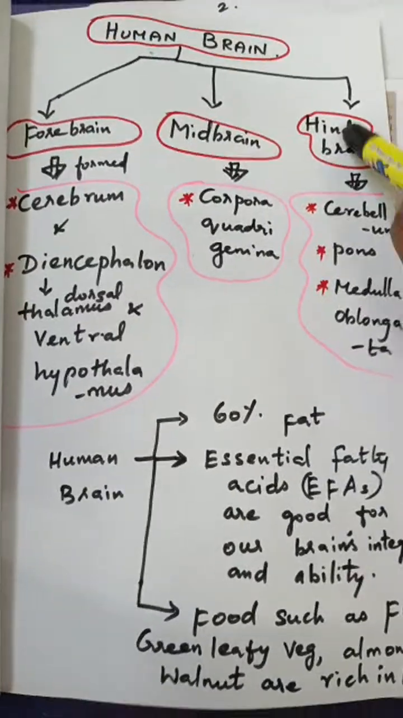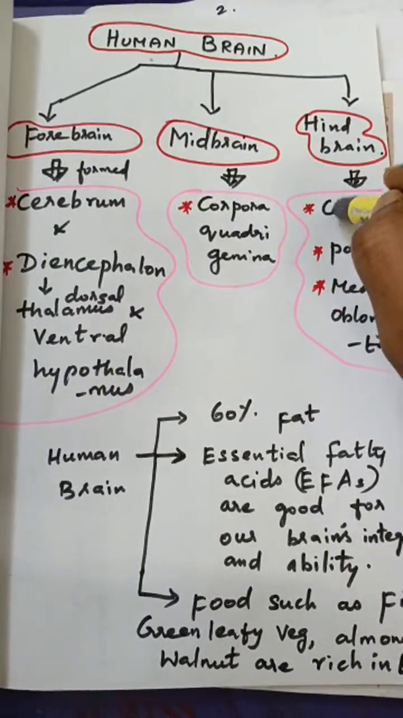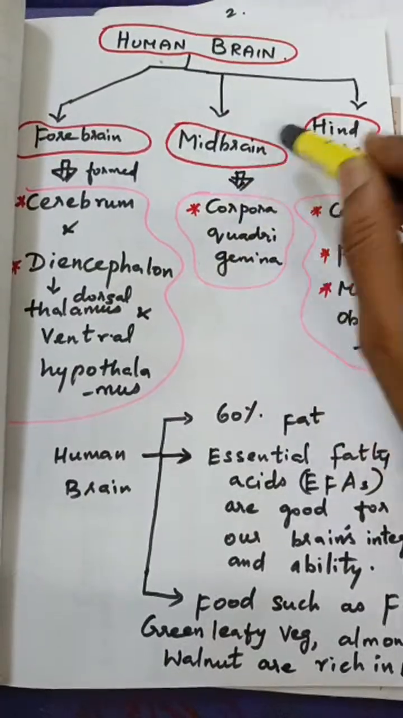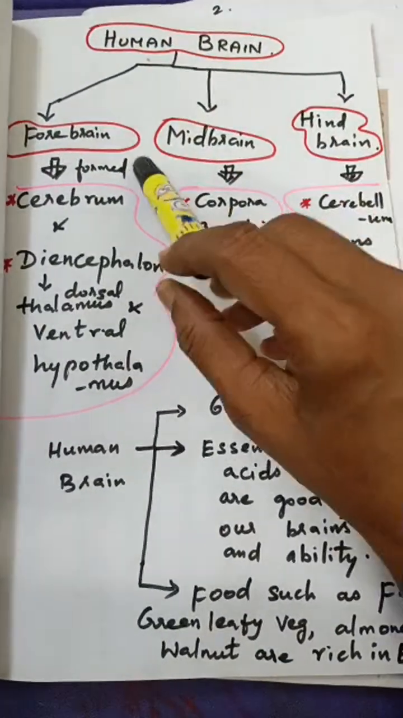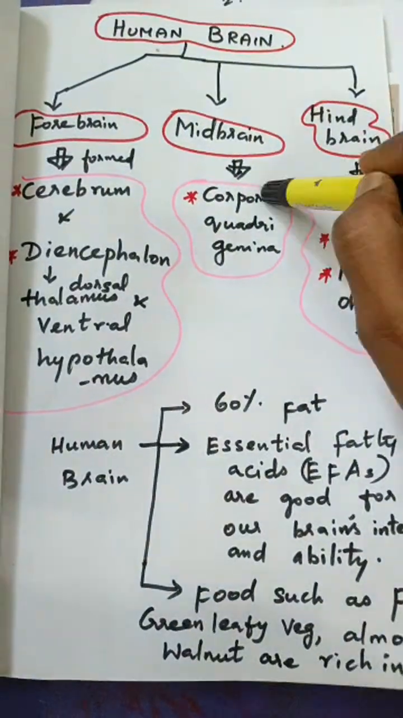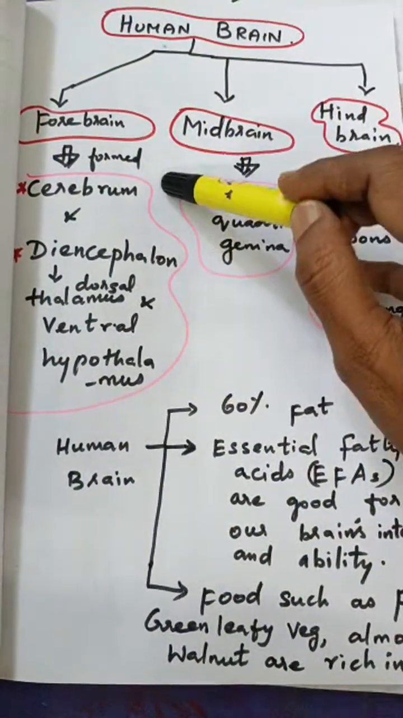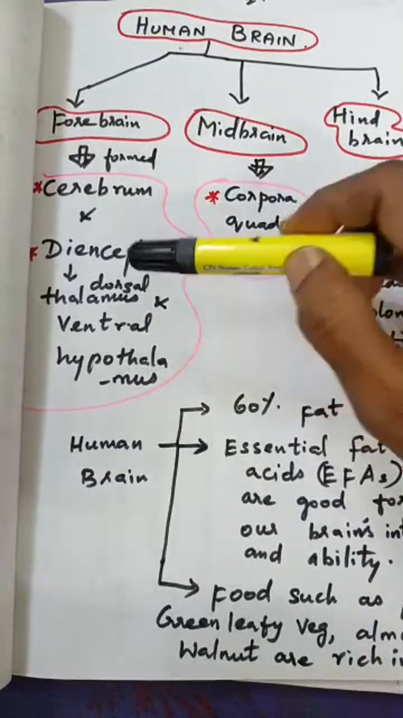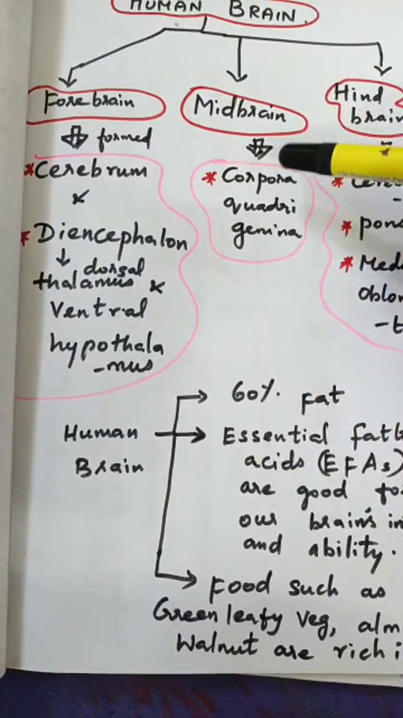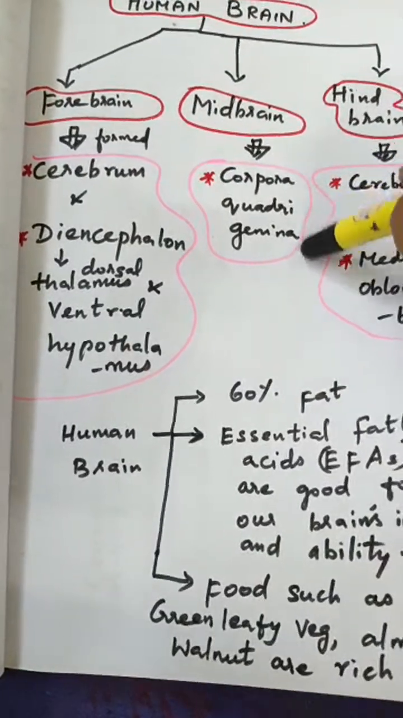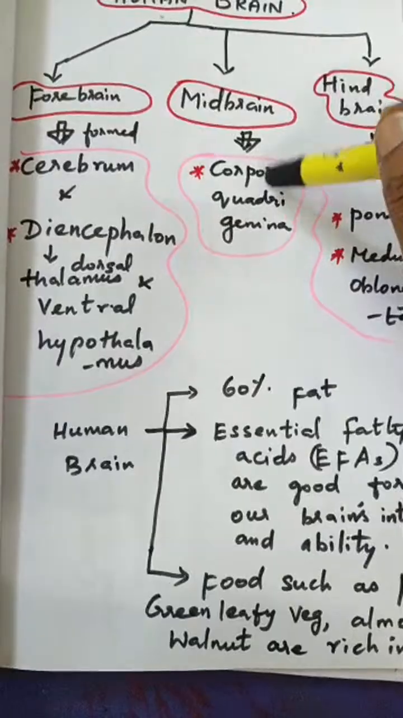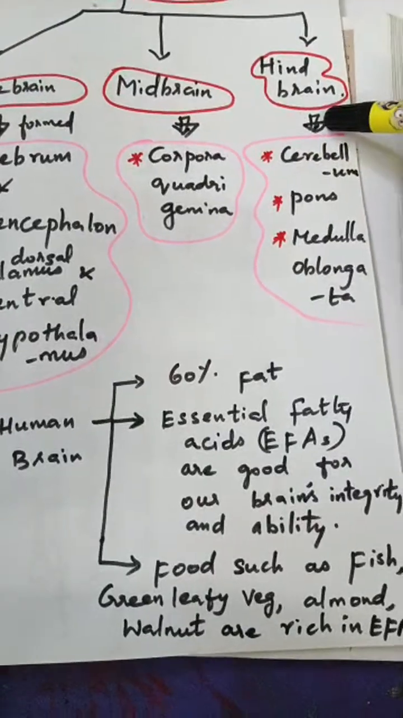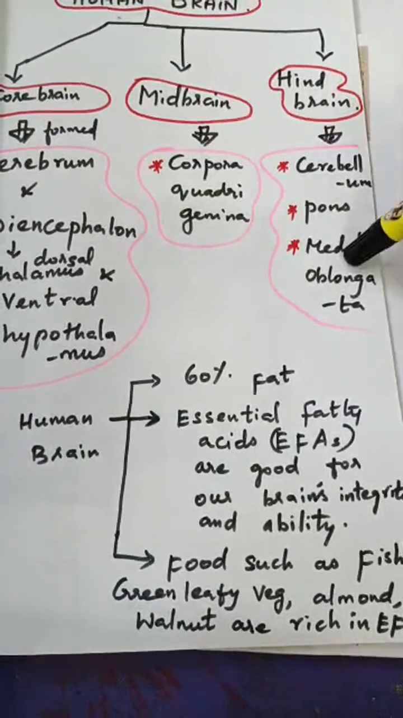Okay, so now today in our class we are going to concentrate on the human brain, and mainly the forebrain, and then the midbrain and the hindbrain. I already taught you what are the components of the forebrain. It is nothing but the cerebrum, diencephalon, which has the dorsal thalamus and then the ventral hypothalamus. And what is the midbrain? Midbrain has the corpora quadrigemina, and we will see in detail about the midbrain also in today's session. And then we will learn about the hindbrain also. They are the cerebellum, pons and the medulla oblongata.